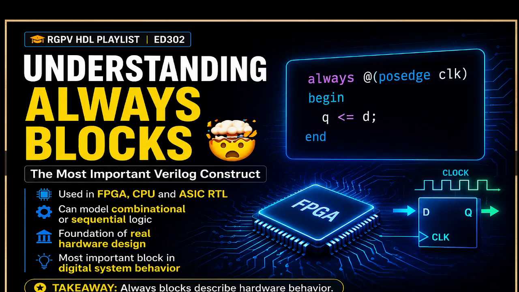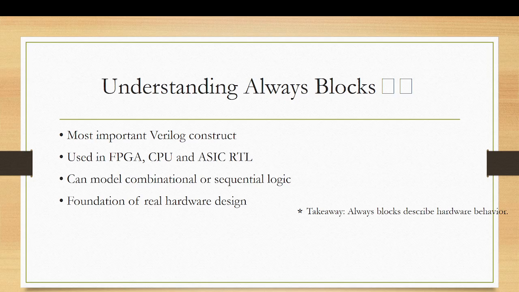Today, we are finally entering the world of real RTL design. Up till now, we have learned why RTL exists, how hardware thinks, how hardware remembers, why the clock exists. But here is the question. How do engineers actually describe hardware behavior in Verilog? The answer is a construct called the always block.